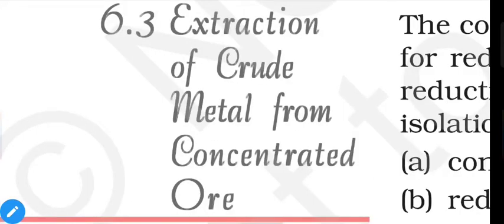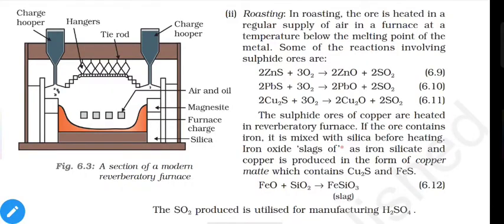Now after concentration, the next step will be extraction of crude metal from the concentrated ore. That means we have already removed mostly earthly impurities, and now we have a concentrated metal compound. To reduce metal impurities, we can do extraction of crude metal from the concentrated ore. That means our concentrated ore still contains some impurities, and we can reduce them using extraction methods. One of the extraction methods is roasting.